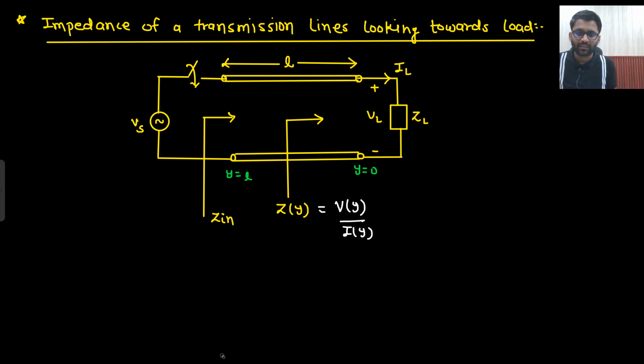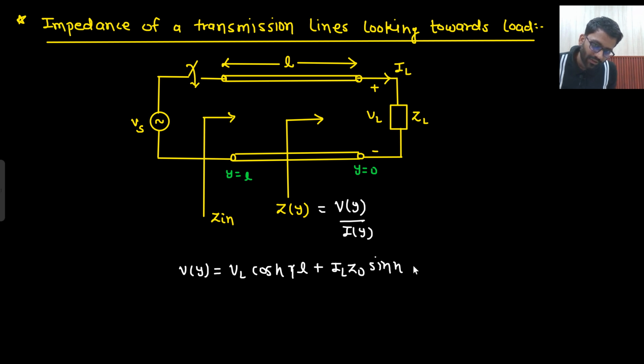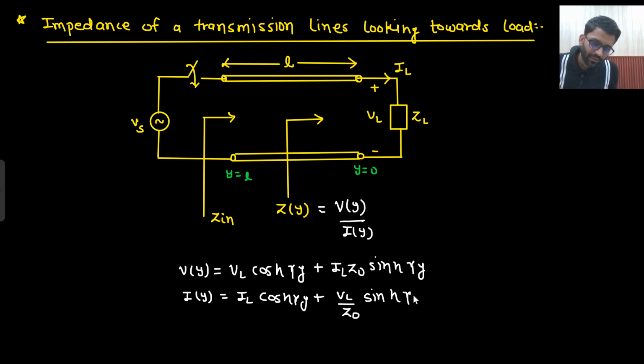So what is your Vy expression? Do you remember it? Yes, because I asked you to remember it. Vy is VL cosh(gamma Y) plus IL Z naught sinh(gamma Y), because we are writing in terms of Y. And what is your Iy? Iy is IL cosh(gamma Y) plus VL by Z naught sinh(gamma Y).